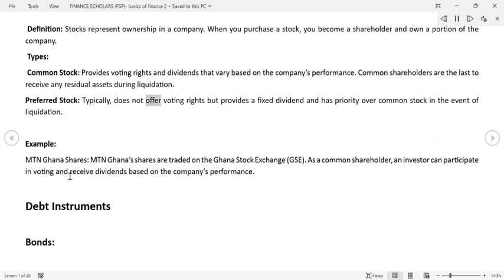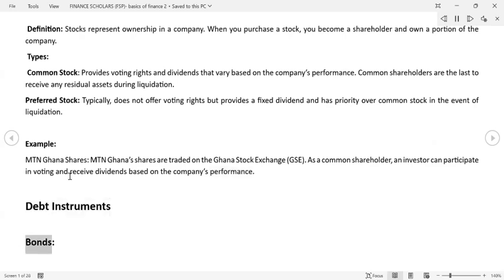Preferred stock, typically, does not offer voting rights but provides a fixed dividend and has priority over common stock in the event of liquidation. Example. MTN Ghana shares. MTN Ghana shares are traded on the Ghana Stock Exchange, GSE. As a common shareholder, an investor can participate in voting and receive dividends based on the company's performance.